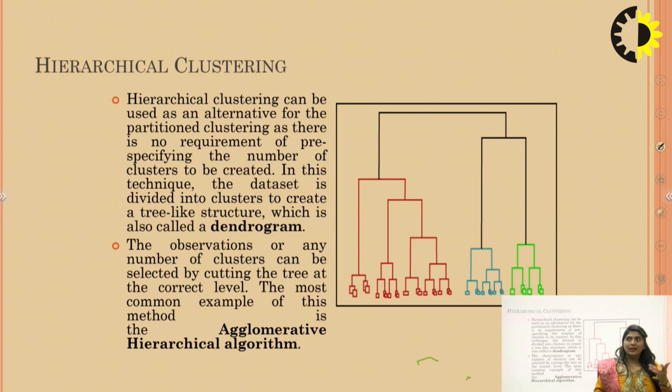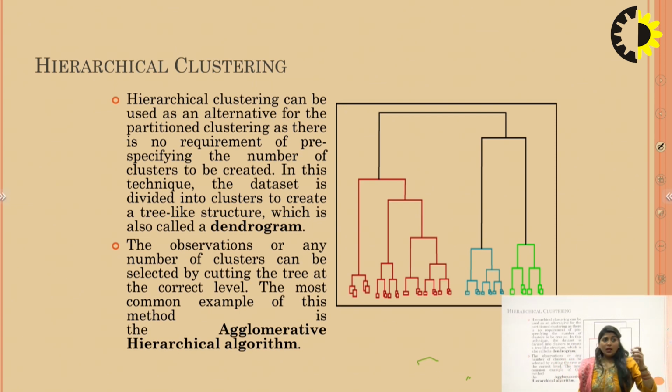We form the hierarchical, meaning there is a hierarchy. Like there is a root node, then after the sub-root node, then they are subdivided. So this is a tree-like structure, and this tree-like structure is a dendrogram. We can say this is a tree-like structure of a particular observation.